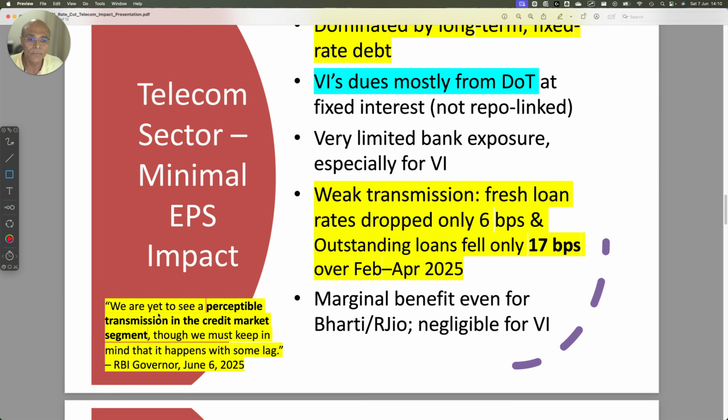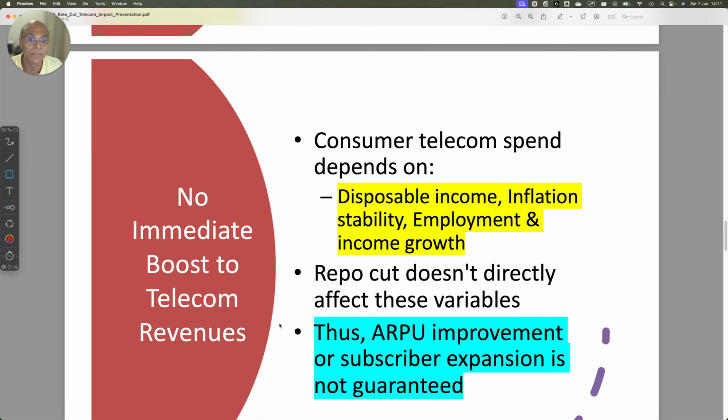Therefore, if you see here what the RBI governor is saying, I'm picking up from the RBI governor: we are yet to see a perceptible transmission in the credit market segment, though we must keep in mind that it happens with some time lag. And this is the RBI governor's statement. So no immediate boost to telecom revenues.